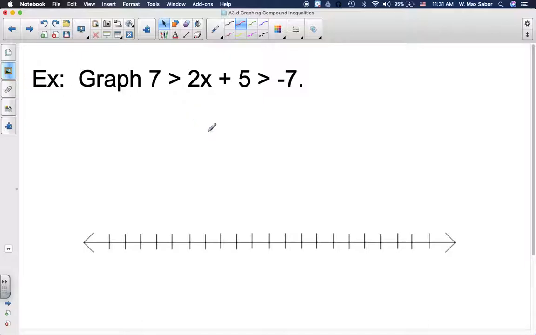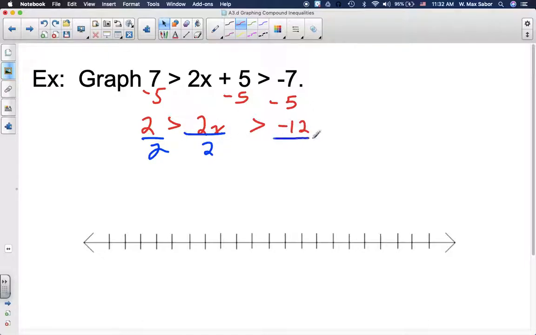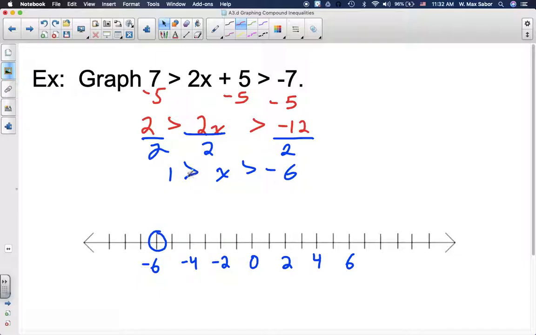So if we were to graph these, we would subtract 5 from both sides. 2 is greater than 2x is greater than negative 12. Divide by 2 on all sides. So 1 is greater than x is greater than negative 6. So let's put in negative 6, negative 4, negative 2, 0, 2, 4, 6. So we're saying x is greater than negative 6 and less than 1.